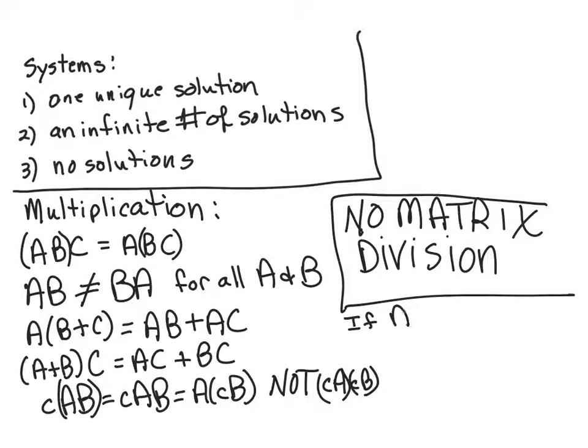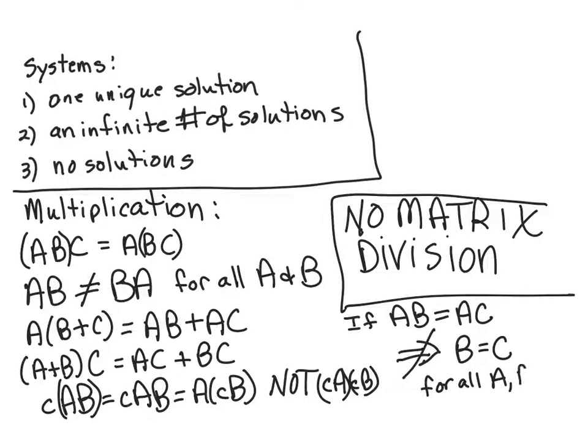If I have A times B equals A times C, that does not mean that B equals C for all. On very rare occasions, it's the truth, but most of the time it is not. You cannot just cancel out the A's. Got it? I'm serious. Please pay attention. There is no such thing as matrix division.